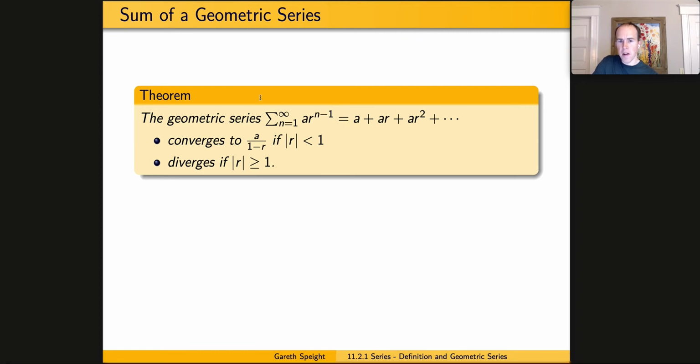And one thing I want to comment on here is that sometimes the left side can be written in different ways. So you could start, say, with ar to the n from n equals 0 to infinity.